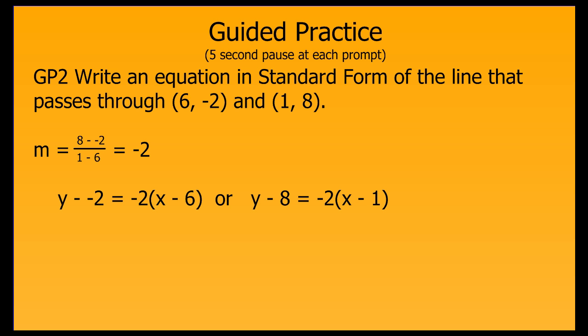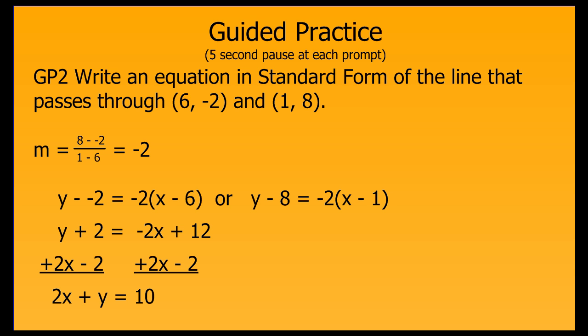Now what? Now we use whichever equation we picked and begin simplifying it. I'm just going to work on the one on the left here. What's our next step? Our next step is to get all of our x's to the left side and all of our constants to the right. So we're going to add 2x to both sides of the equation and also subtract 2 from both sides. Now what? Now we simplify. Our equation is in standard form, so we're finished.